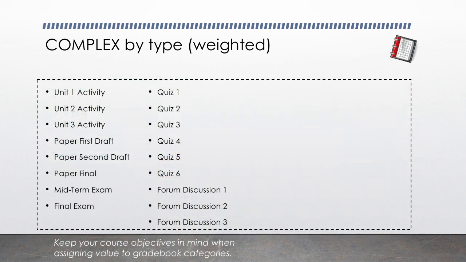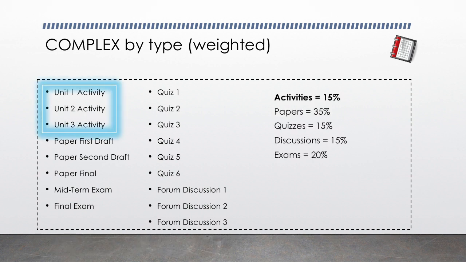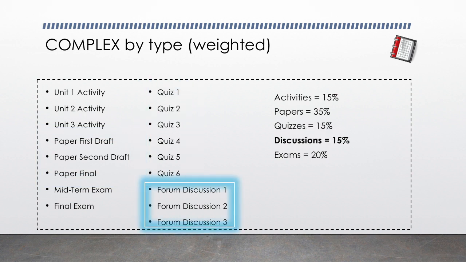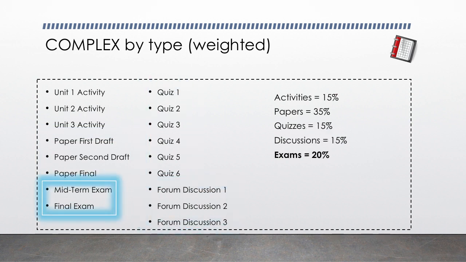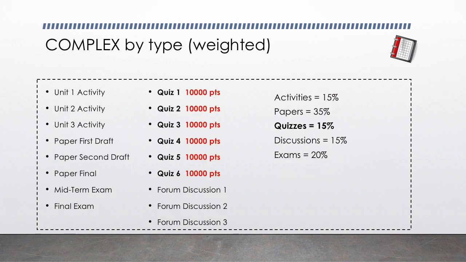Okay, so let's take a look at the gradebook once more. Using the points I specified earlier, each of the categories here would be equivalent to the following percentages: activities 15%, papers 35%, quizzes 15%, discussions 15%, and exams 20%. The benefit here is that I can now score each of the individual gradebook items on 100 points if I want, and the gradebook will do all the math for me. Even if I make each quiz worth 10,000 points each, they'll still only amount to 15% of the overall grade.